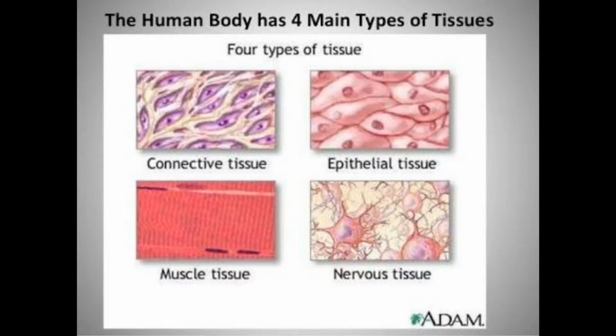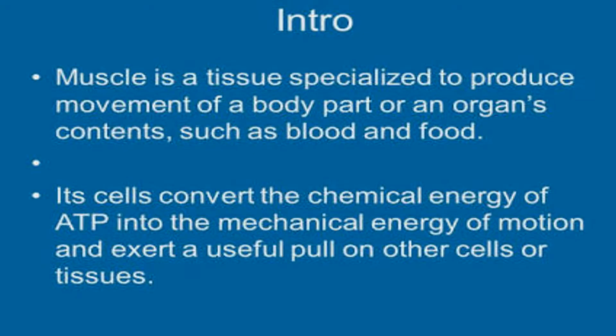There are four main types of tissues. The first one is muscle tissue, the second one is epithelial tissue, the third one is connective tissue, and the last one is nervous tissue. So, how do these tissue types differ? Let's discuss them one by one for better understanding. First, let's look at muscle tissue.